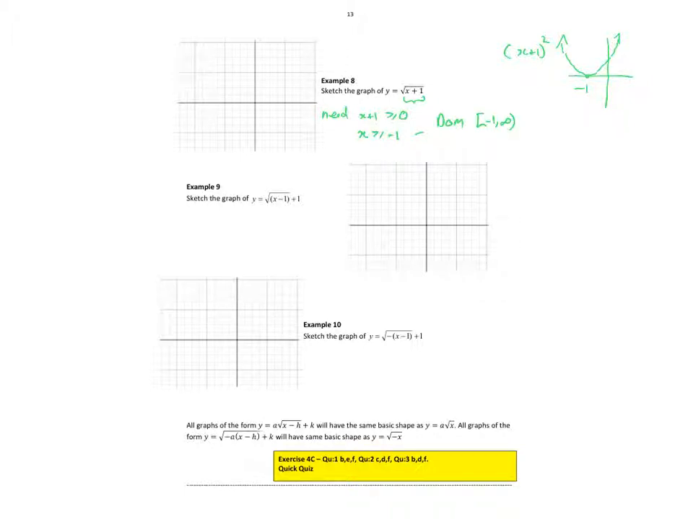So similarly, let's go back to negative 1, and my graph is going to be like that. We've got a y-intercept there, obviously. So for the y-intercept, put x equal to 0, I get y is equal to the square root of 0 plus 1, which is just equal to 1, which is there.